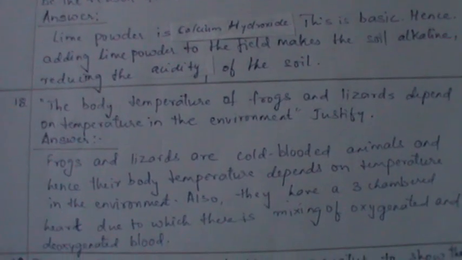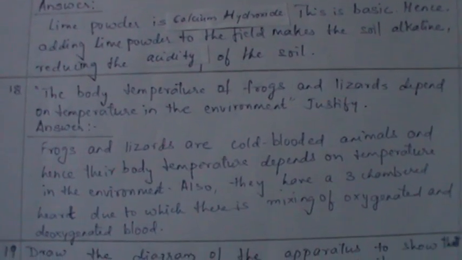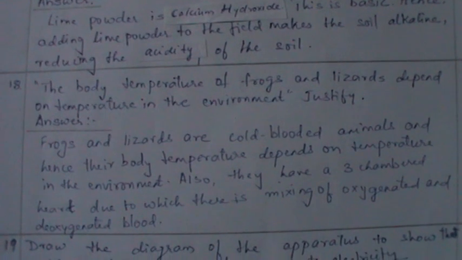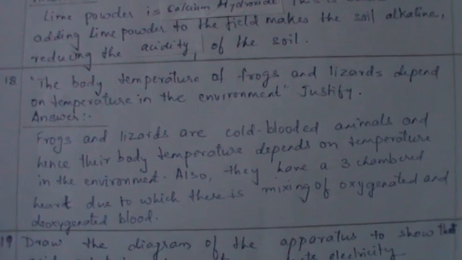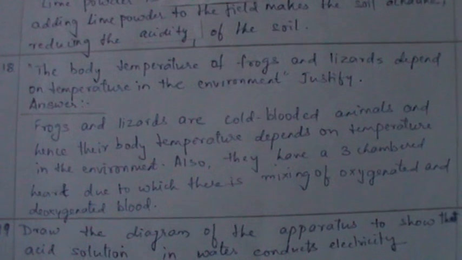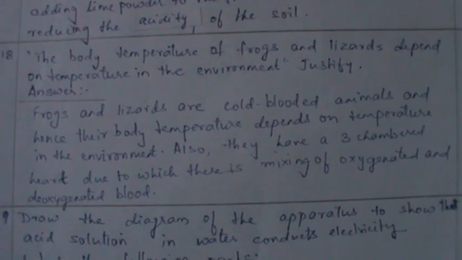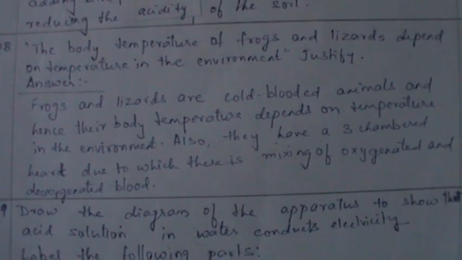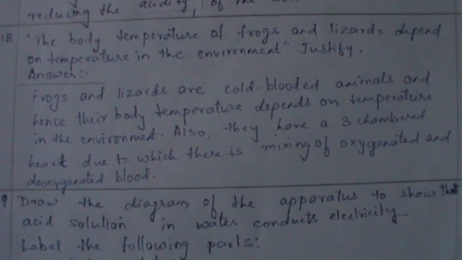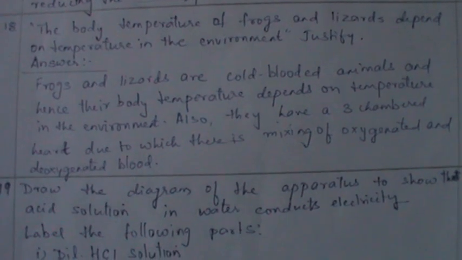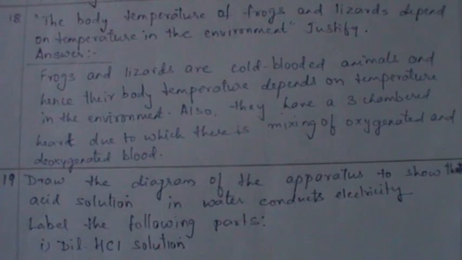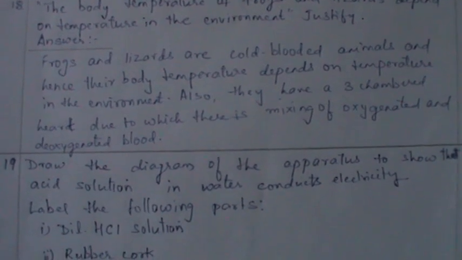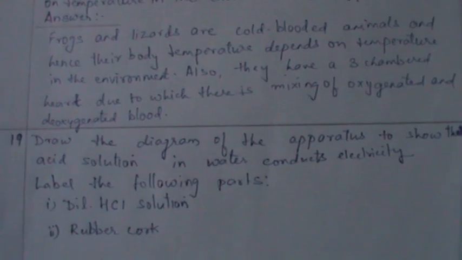Question number 18. The body temperature of frogs and lizards depend on the temperature of the environment. Justify. Answer. Frogs and lizards are cold-blooded animals and hence their body temperature depends on the temperature of the environment. Also, they have a three-chambered heart due to which there is mixing of oxygenated and deoxygenated blood.